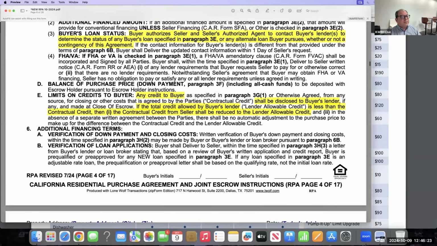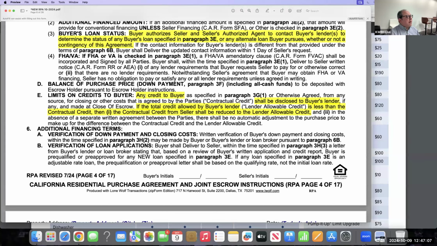Okay, limits on credits to buyer. Here's an important one. The lender has to approve credits. Anything that has to do with money has to be approved by the lender. So if you're representing your buyer and you do your inspections, and now there are issues that have come up where you want to ask the seller for a credit, the first call is to the lender. Just say to the lender, what is the maximum credit the buyer can get for this loan? They're just going to give you an answer. That is called the lender allowable credit. How much will the lender allow to be credited?